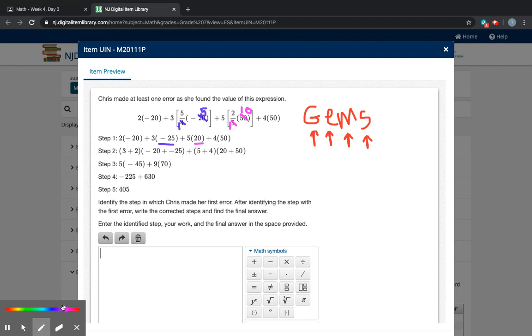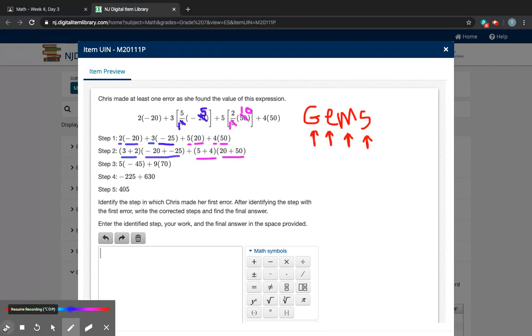Okay, so let me go back so that you can see. He took negative 20 and negative 25 and he grouped them together. Then he took 20 and 50 and also grouped them together. He did the same with the 5 and the 4. He grouped those together. And the 2 and the 3 grouped them together as well.